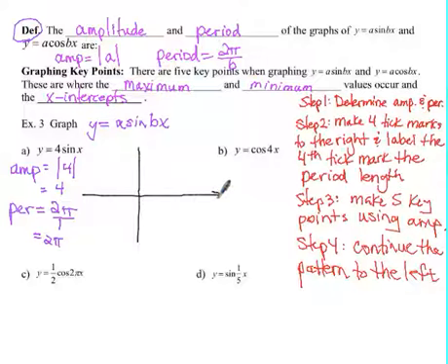So I'm going to make a grid here, and I'm going to count 4 tick marks to the right and call it the period length. I'm going to go ahead and be proactive and do it to the left. Now, step 3 says you're going to make 5 key points using amplitude. My amplitude is 4, so I want to go up 4 units and down 4 units on the y-axis.